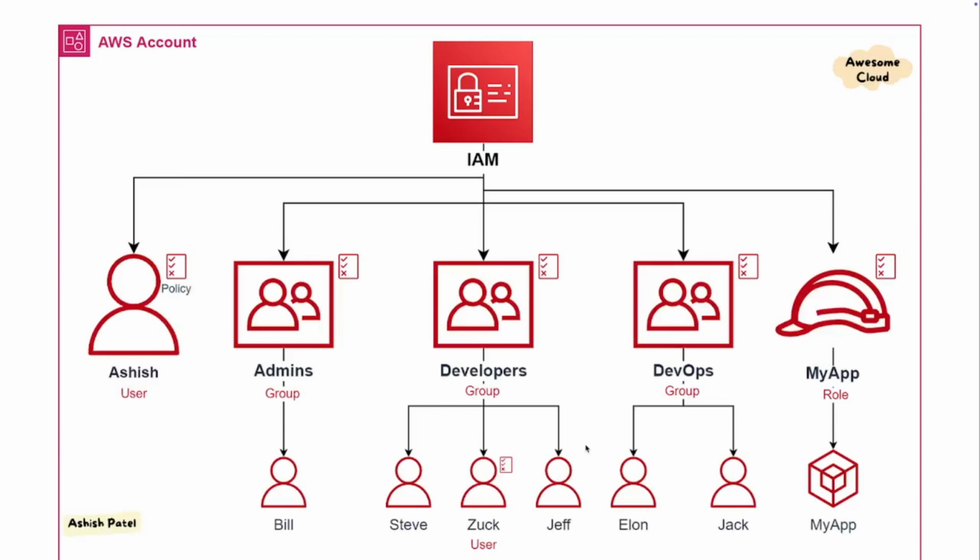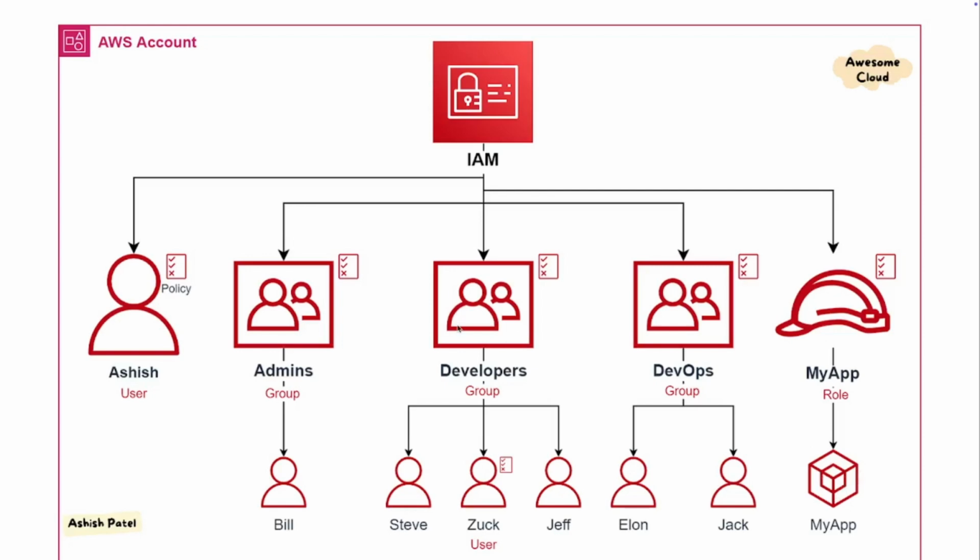Now looking at this diagram, it explains better what we've been trying to say. Now with IAM identity, you are either giving permissions or creating policies for a user. You could create groups. So these are different groups: admins, developers, DevOps. Under admin you have Bill. Under developers you have Steve, Sock, Jeff. Under DevOps you have Elon, you have Jack. And you can create a role and give permissions to an app under that role.